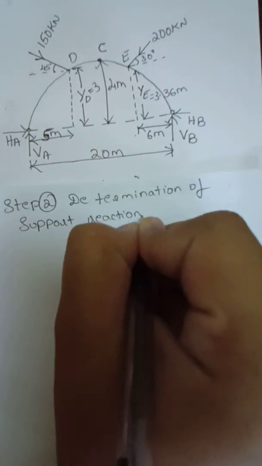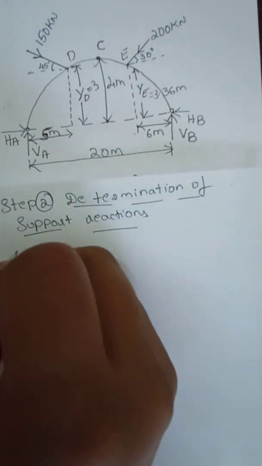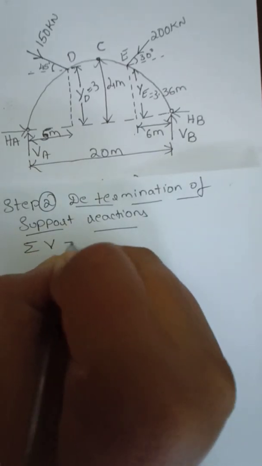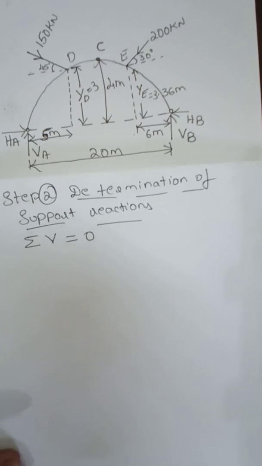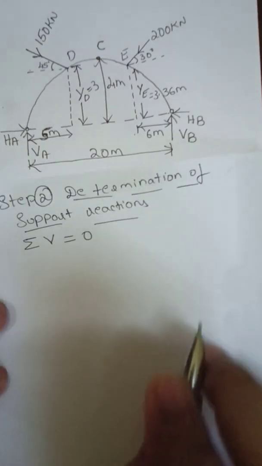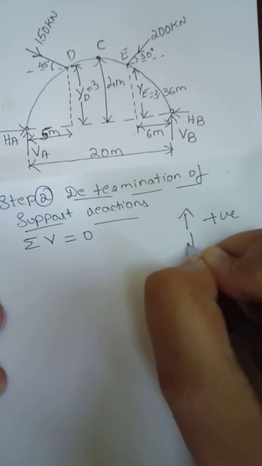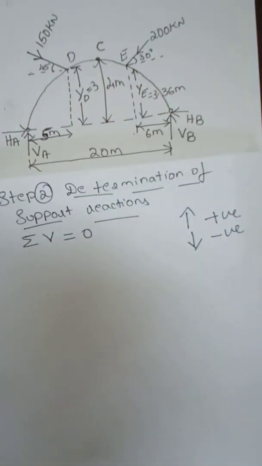So here I have the support reactions in the vertical direction and also in the horizontal direction. I just compute by taking the equilibrium condition in the vertical direction. So that is sigma V equal to 0. Summation of all the vertical forces is equal to 0. For this I take the sign convention as upward going forces are considered positive and downward forces are considered negative.